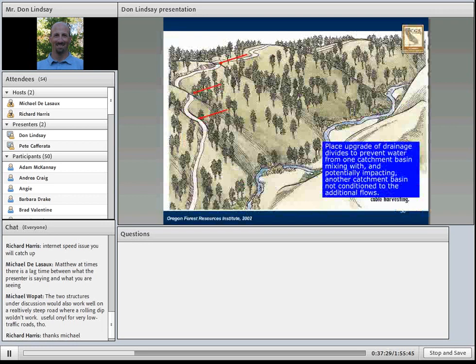Place drainage structures upgrade of drainage divides to prevent water from one catchment basin mixing with and potentially impacting another catchment basin not conditioned to the additional flows. In this diagram, you can see catchment basins marked by the individual swales that the road crosses. The idea is to place a structure, shown here with the red arrows, before each of the basins to prevent the water from one basin from being diverted into another. By doing so, the road would be more hydraulically invisible.